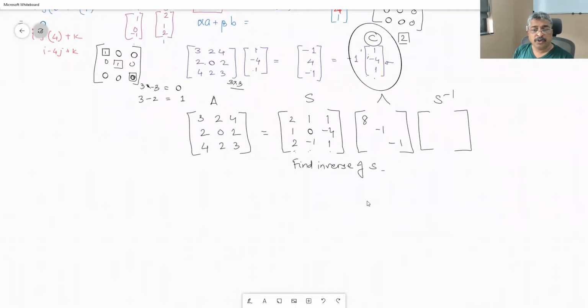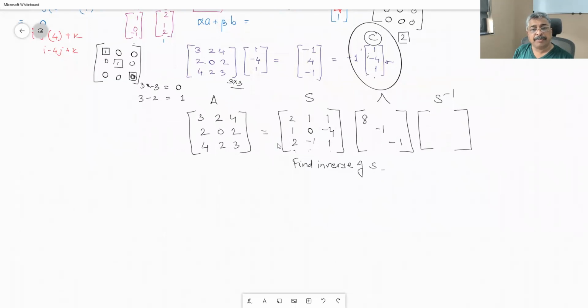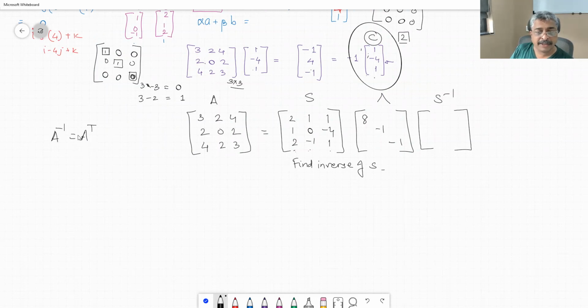What we will do is, we know that these 3 vectors are perpendicular to each other, all 3 of them. That means they are orthogonal. And if you remember, in the first lecture, we have written the definition of orthogonal matrix. Matrix is orthogonal if A inverse is equal to A transpose. So finding out inverse is really easy in case of orthogonal matrix.